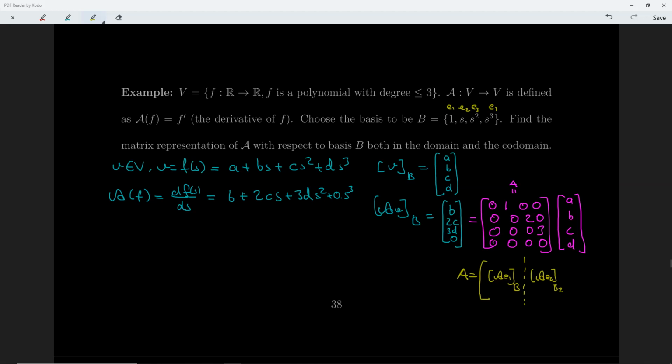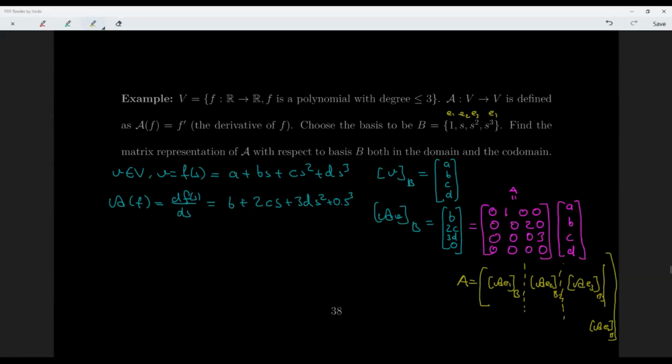And what is the linear transformation, the derivative of s, E2 over here? That is equal to 1, right? And the representation of the polynomial 1 with respect to this basis is equal to 1, 0, 0, 0, okay? And if you continue like that, the third column is going to be the representation of AE3 with respect to B. And the last column is going to be the representation of AE4 with respect to B. Sorry for the bad writing, but if you slide it to the left, it will be better.